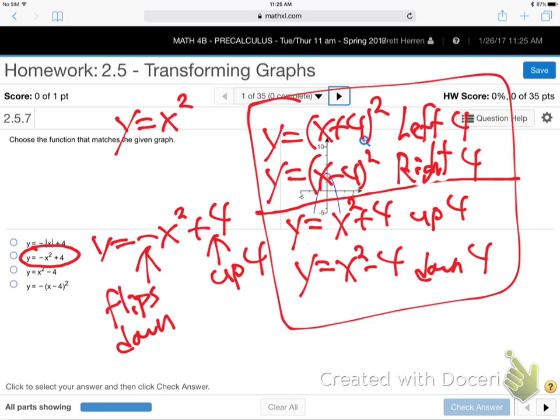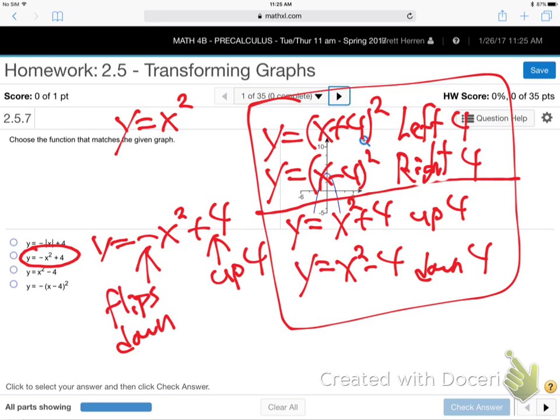If the four is in the parentheses, then it's in X's little world. Kind of like, walk a mile in my shoes, you're in their little world, right? So if the 4 is in the parentheses, it's going to have a sideways effect because it's an X effector, is how I call it. That's not an official name. But it's going to have an X effect, a right-left kind of thing. And X always does the opposite of what you would think. So positive is actually left, and negative is actually right, which is the opposite of what we would naturally think.